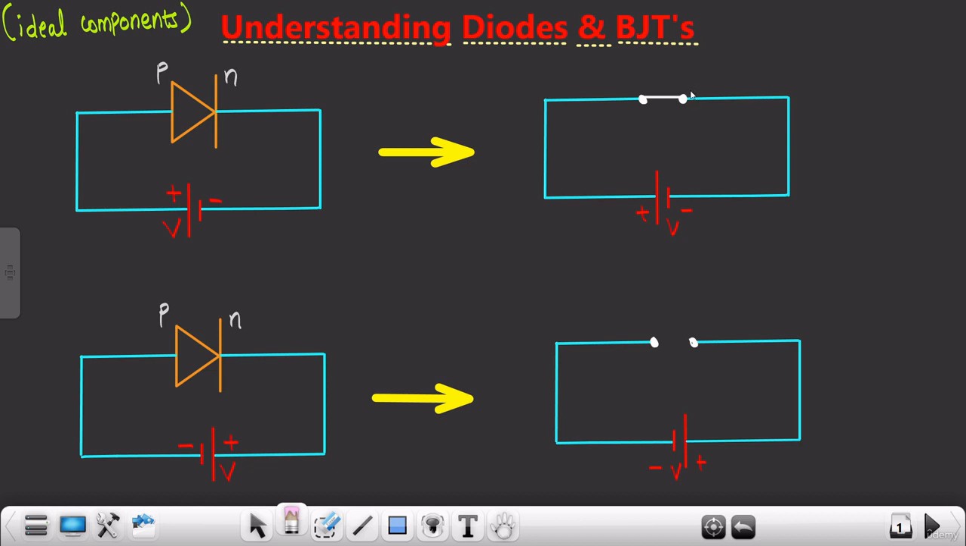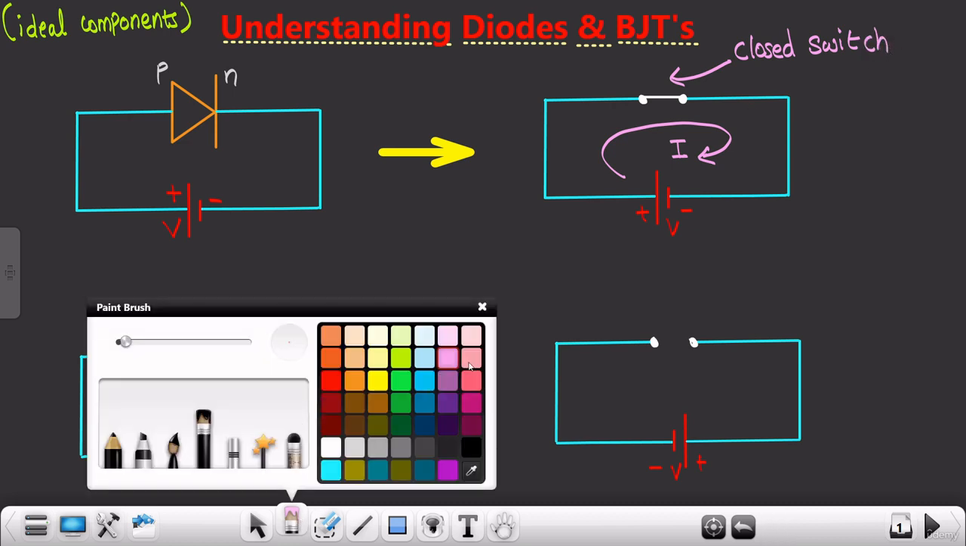Now, since this particular diode is in forward bias condition, the current will move in this particular direction. So basically the current will flow in this setup. Let me show it properly. Yeah, in this direction the current will flow, and this diode will act as a closed switch, which indicates that this diode is in forward bias condition.